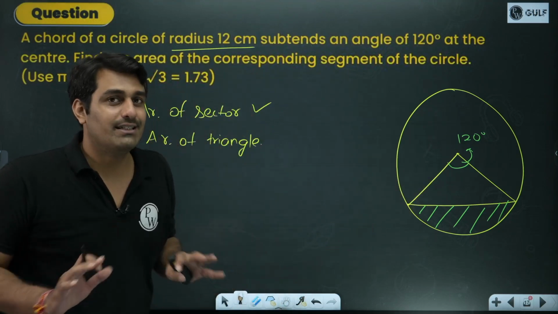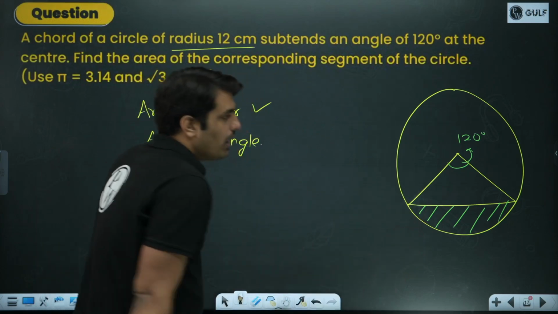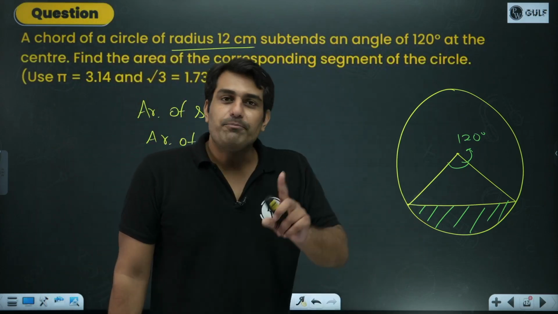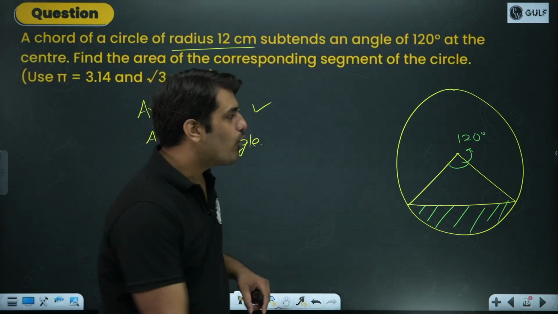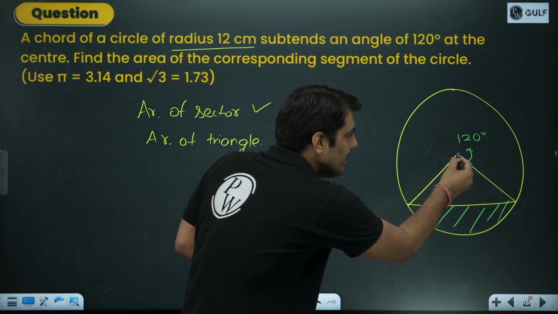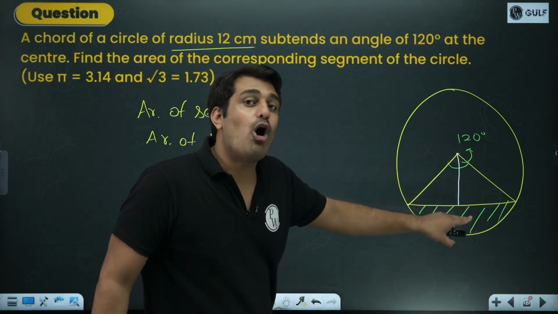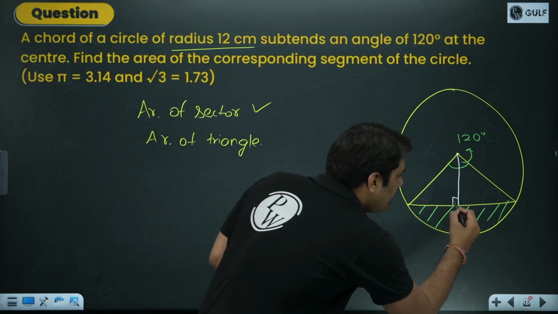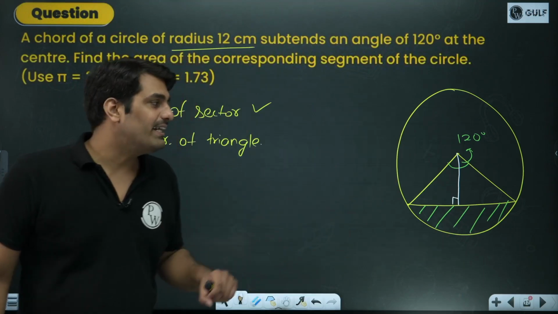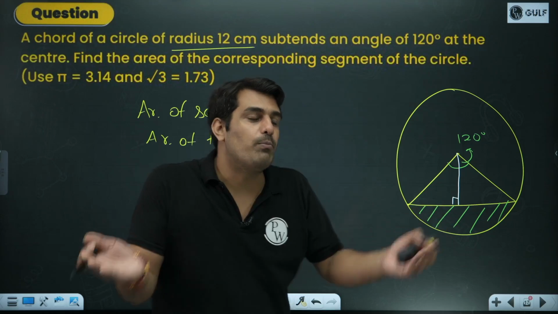What's the way forward, sir? Now tell me the way forward. Listen very carefully. There is a property of circles which you would have learned in grade 9th. When you draw a perpendicular from the center on the chord, the angle made over here is 90 degrees. So what happens is, the chord is divided into two equal parts.